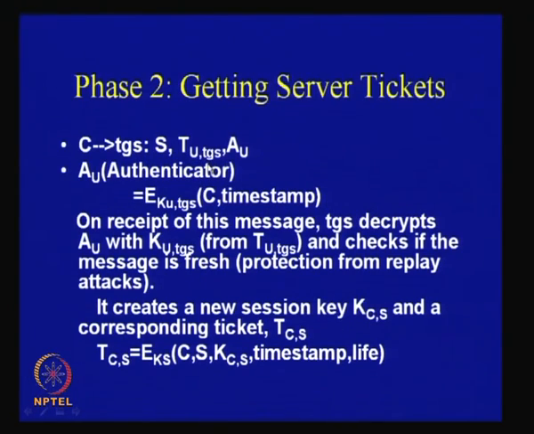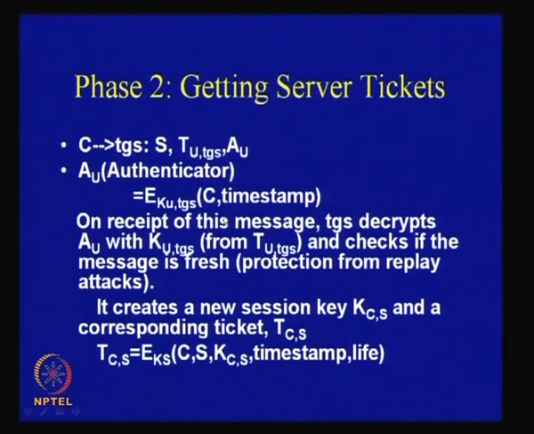Now, you see that from this ticket, the ticket granting service actually obtains the value KU,TGS, which is the session key, and it can immediately decrypt this authenticator, because the authenticator has been encrypted using KU,TGS. It obtains the timestamp which has been used in this message.